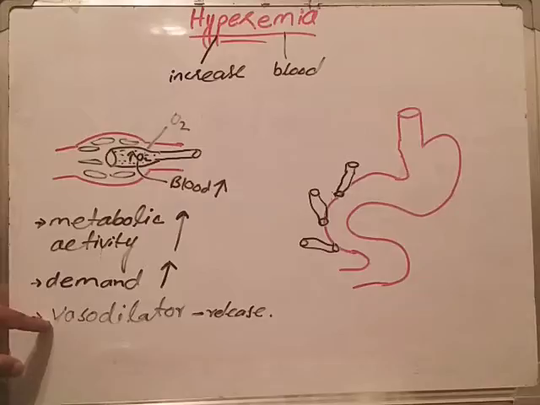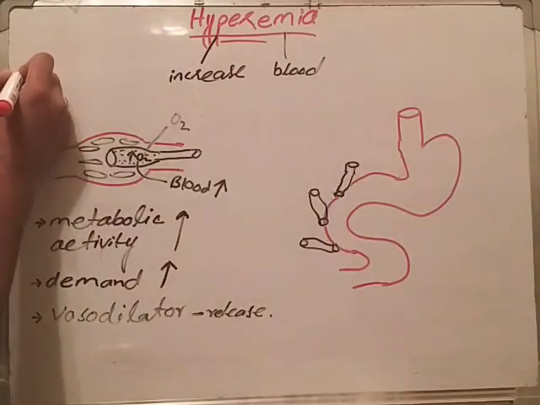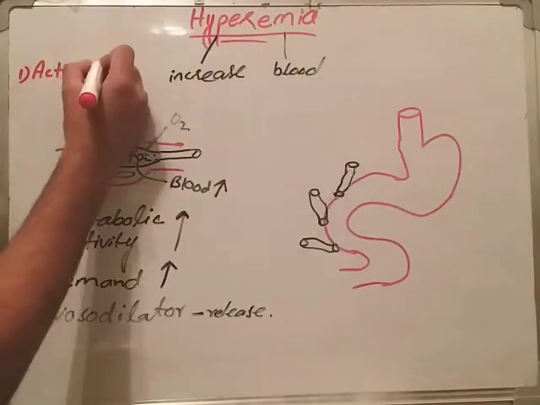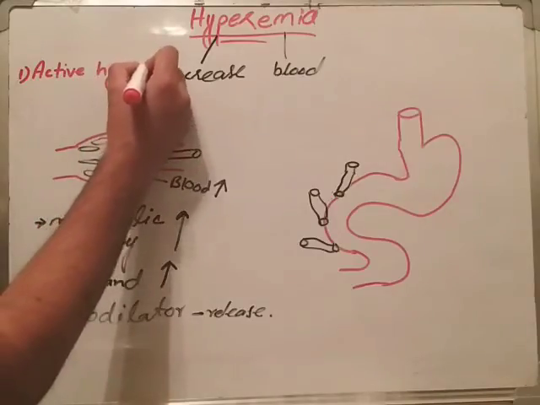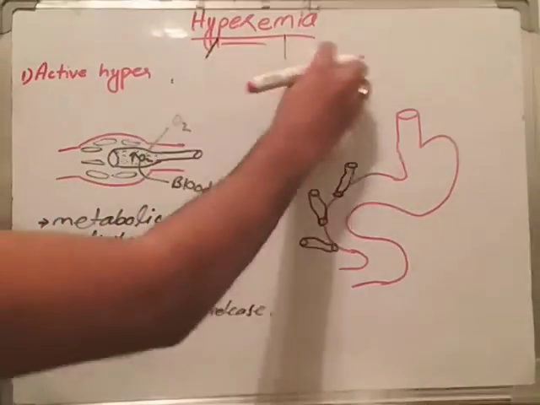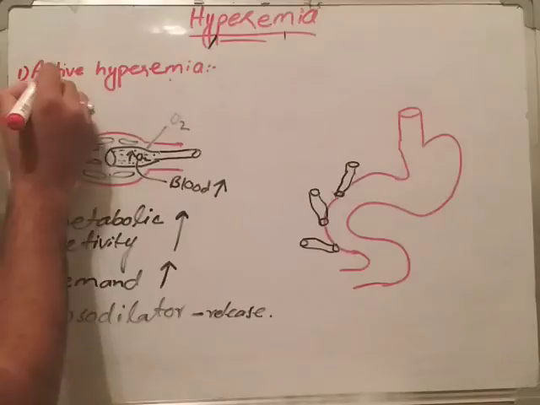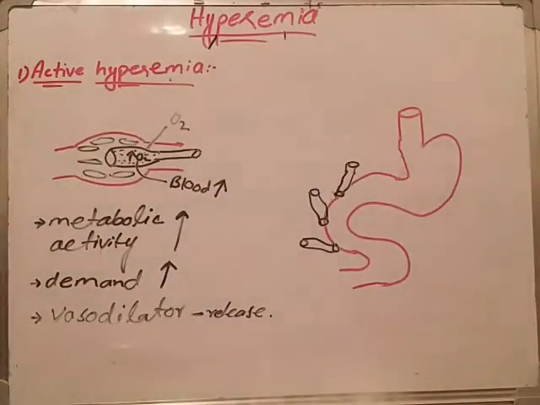This is what we call active hyperemia. So this process is a compensatory process, and we call it a local compensatory system.